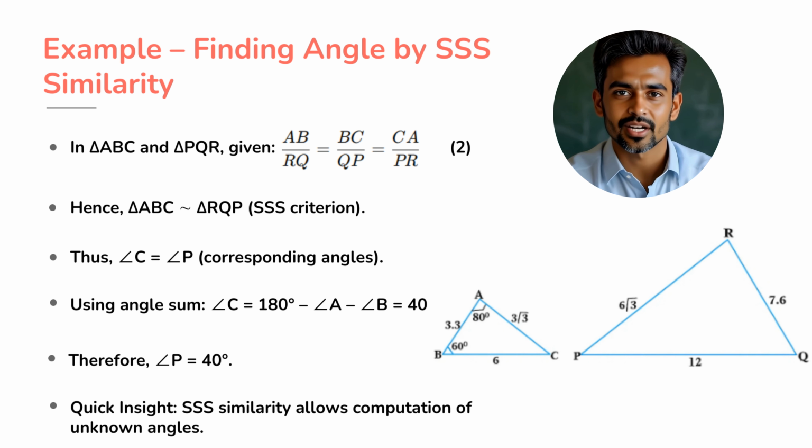And that's how we find angles in similar triangles using the SSS similarity criterion. Isn't that amazing? This criterion allows us to compute unknown angles in a fraction of the time. To summarize, we first identified that the two triangles were similar using the SSS condition, then used corresponding angles to link triangle ABC and triangle PQR, and finally applied the angle sum property to find the missing angle.